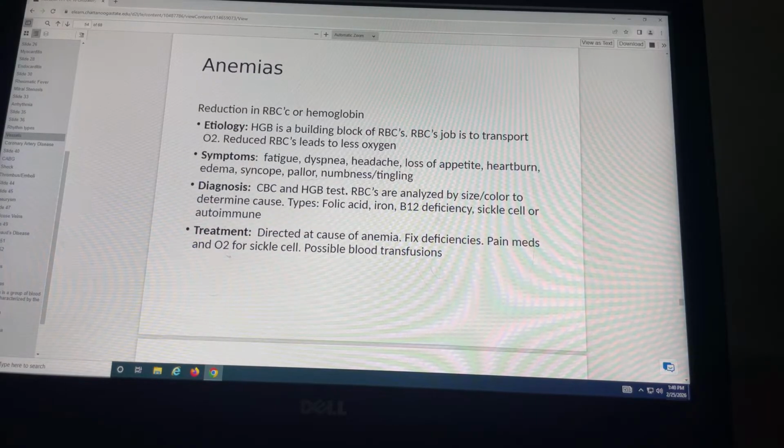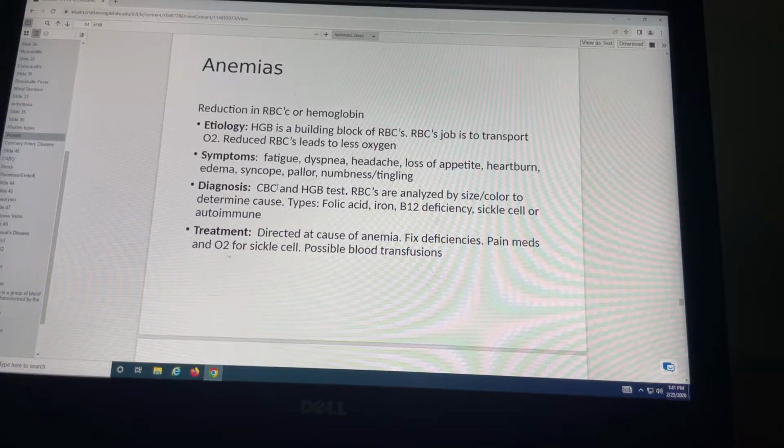Normally, people breathe like 12 to 20 times a minute, but when you have anemia, typically your respiratory rate's going to be higher because you're trying to get more oxygen. Headaches from the lack of oxygen. For some reason, lack of appetite. Syncope. What's syncope? Passing out. Pallor is just, you're pale, paler than normal. Numbness and tingling, especially in the fingers and toes, from the lack of oxygen.